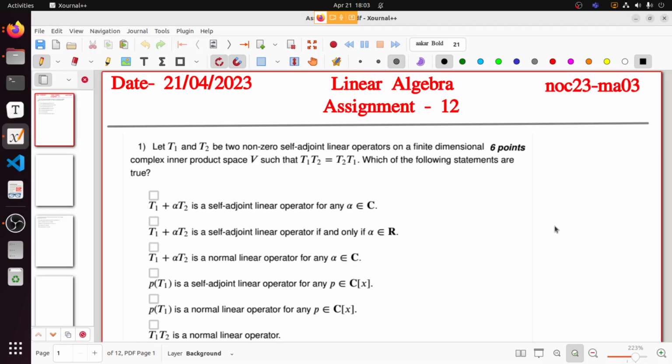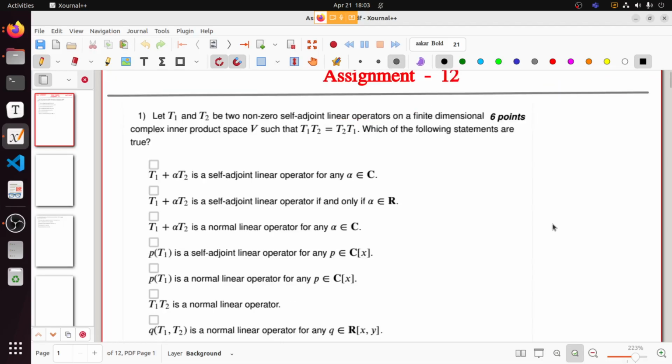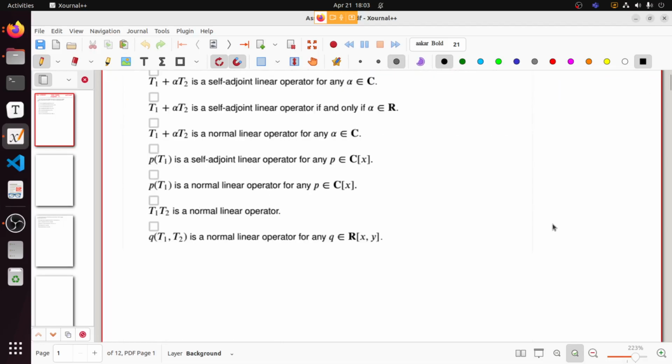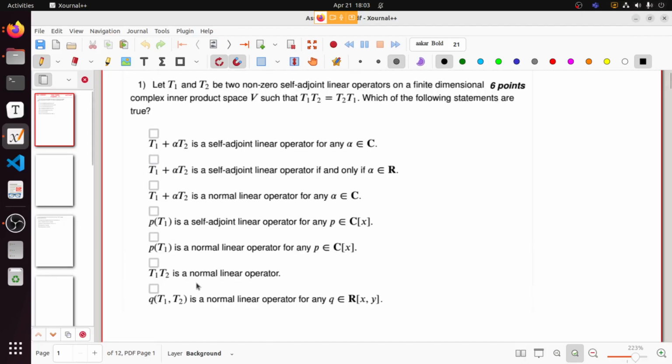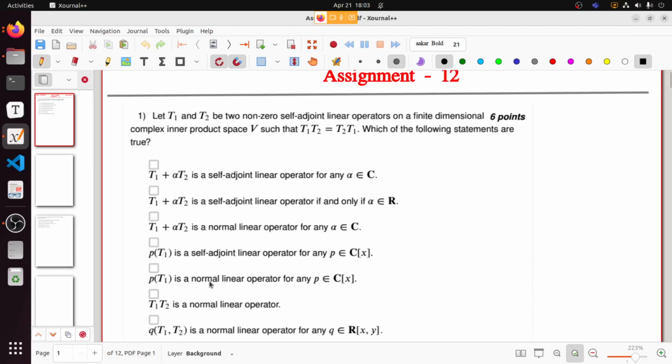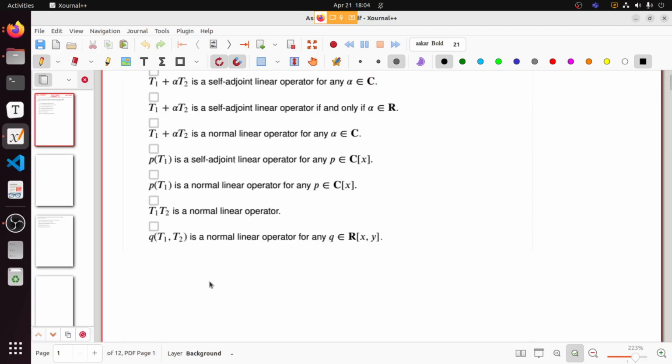So two self-adjoint operators are given. What is meant by self-adjoint? The first option is saying that T1 plus alpha T2 is a self-adjoint linear operator for any alpha in C. Means if T1 and T2 are self-adjoint operators, then T1 plus alpha T2 will be self-adjoint for alpha in C. Let's check whether this is true or false.